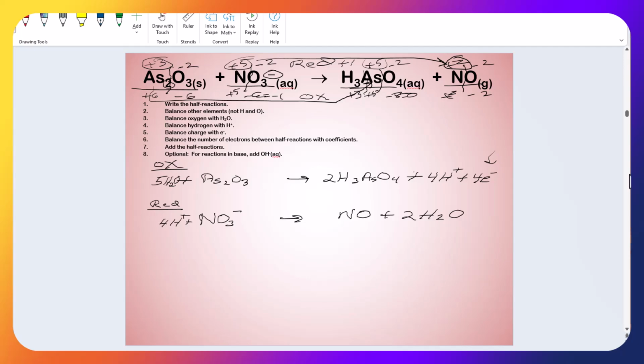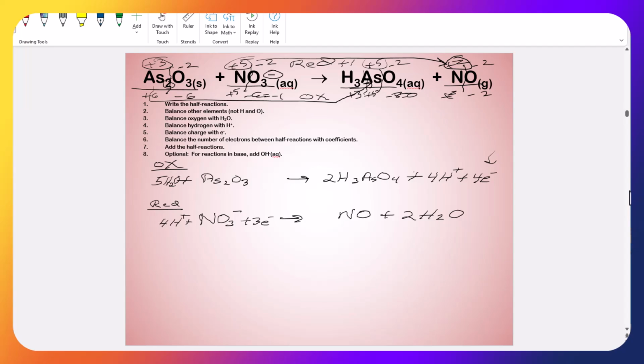Now we're going to add electrons to get the charge balanced. Well, I've got 0 charge over here on the product side of the reduction half reaction. I've got a 4 plus and a minus 1. That's a 3 plus net. I need to get it down to 0, so I'm going to add 3 electrons. Okay, I've now added 3 electrons to the reactant side of the reduction half reaction.